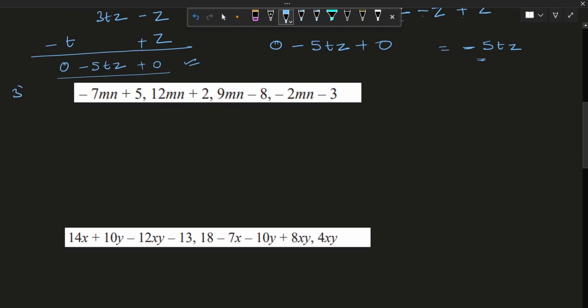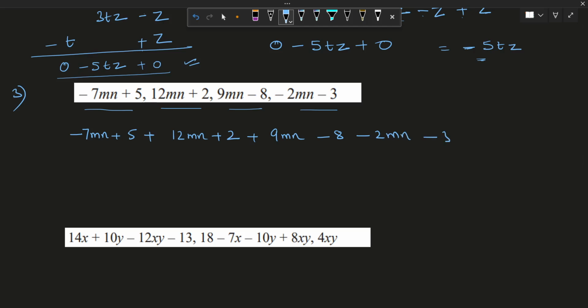The third one. Again, there are one, two, three, four binomials given to you. So I'll just write them. Minus 7mn plus 5, plus 12mn plus 2, plus 9mn minus 8, minus 2mn minus 3. What are like terms here? There are 1, 2, 3, 4 like terms: minus 7mn, 12mn, 9mn, minus 2mn.